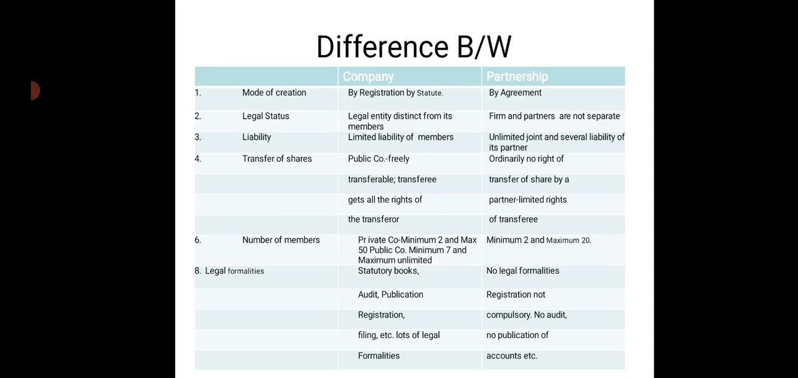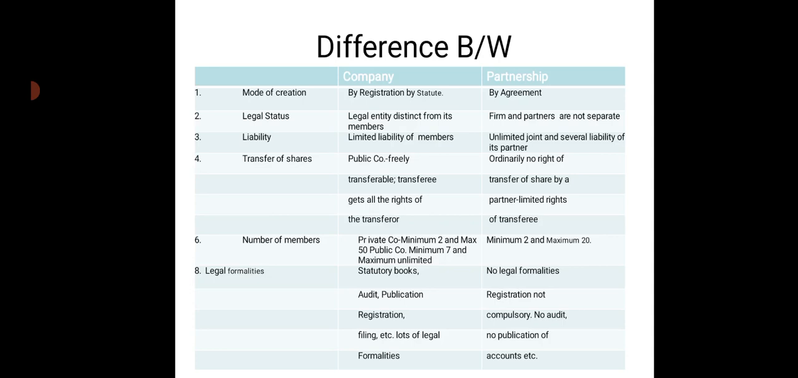Number of members: in a private company, minimum 2, maximum 50. Now it has changed as per the Companies Act 2013. Now it is 200. For a public limited company, the minimum is 7 and the maximum is unlimited as per the share capital. But in a partnership firm, there will be a minimum of 2 members and a maximum of 20. Legal formalities: there are many legal formalities for the company, like the memorandum of association, documents, audits, publications, registration fee, filing tax, and lots of others. But with the partnership firm, registration is not compulsory, no audits, no publication of accounts, no disclosure concept applicable. So there are fewer legal formalities with the partnership firm.